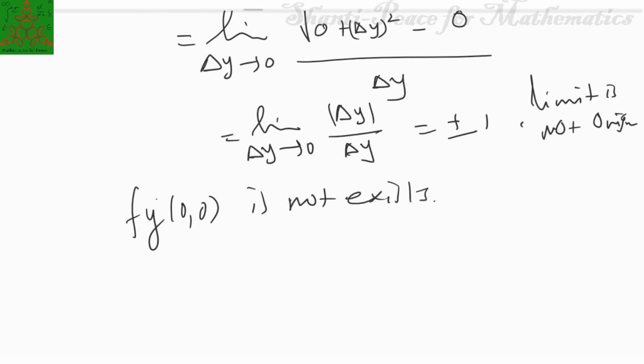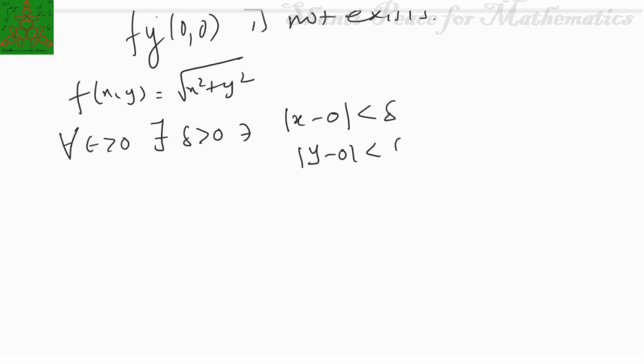Now in the second argument we need to prove that this function is continuous. To prove that f of x y equal to the square root of x squared plus y squared is continuous, it is sufficient to prove that for every given epsilon greater than 0 there exists a delta greater than 0 such that, as we have to check the continuity at the point 0, 0, mod of x minus 0 less than delta and mod of y minus 0 less than delta implies mod of f of x y minus f of 0, 0 is less than epsilon. That we need to prove.